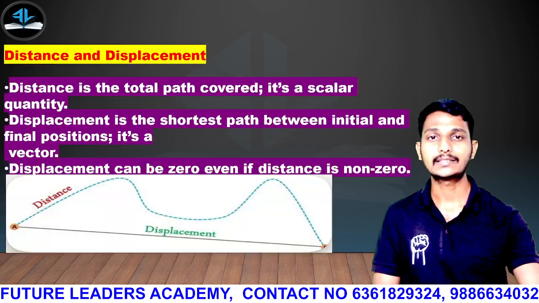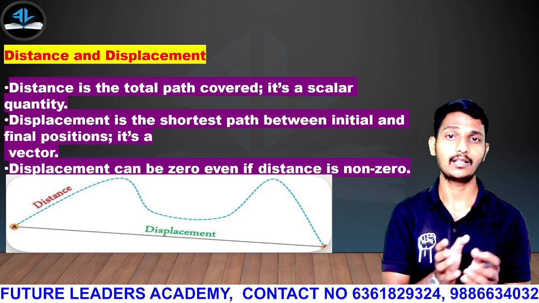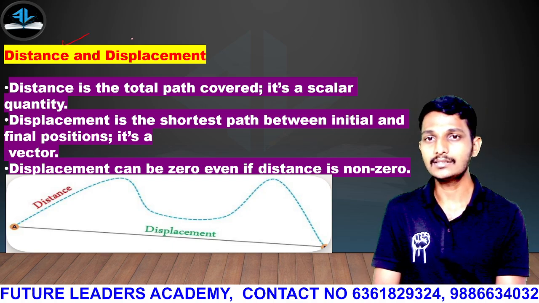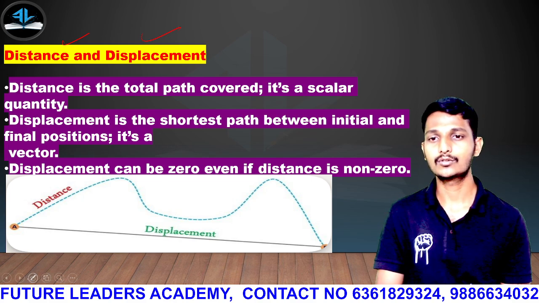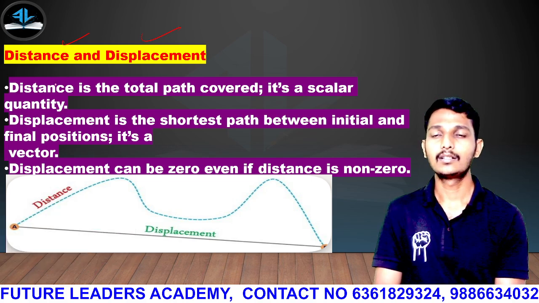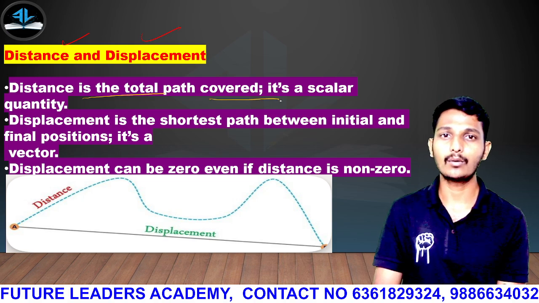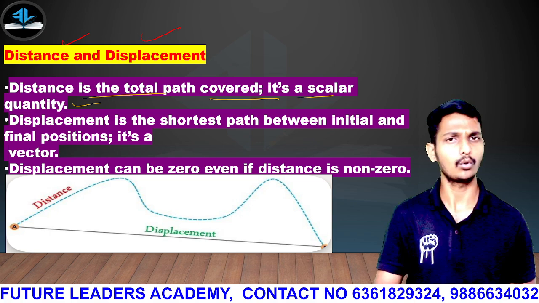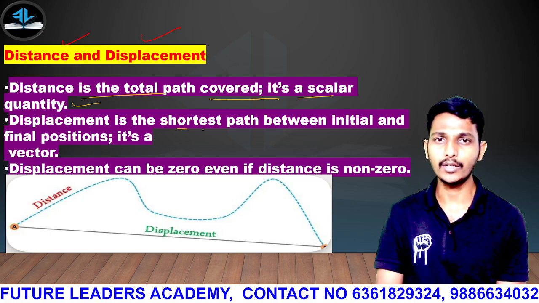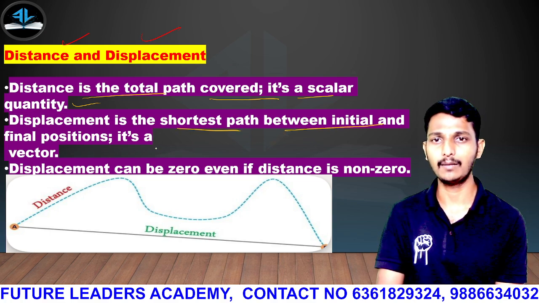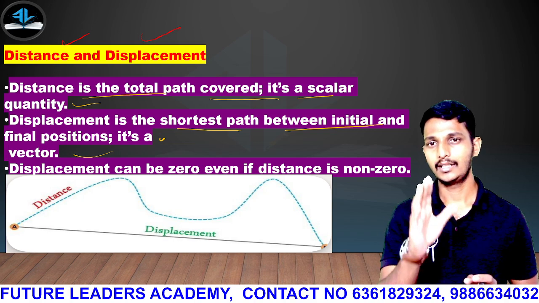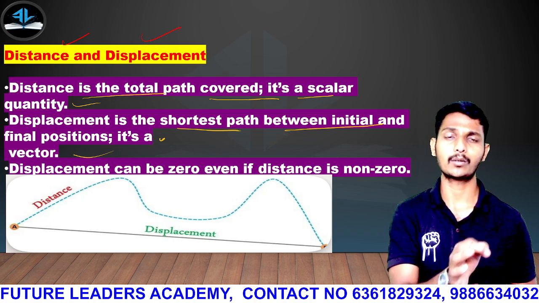Please remember. Next thing, guys: displacement and distance. Guys, distance and displacement are very easy concepts to understand. Listen. Distance is the total path covered. It is a scalar quantity. What is a scalar quantity? What is a vector quantity? I have given that, don't worry. Displacement is the shortest path between the initial and final position. It's a vector. Distance is a scalar quantity and displacement is a vector quantity.